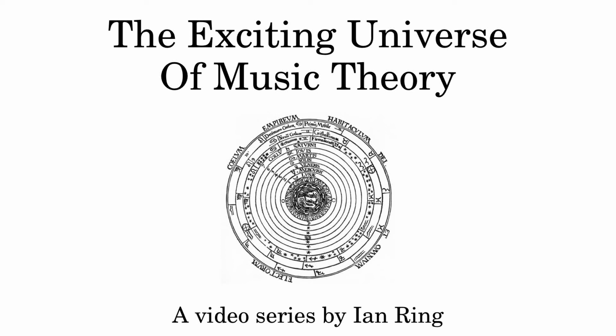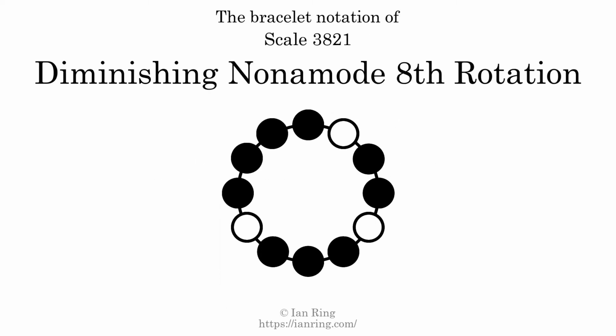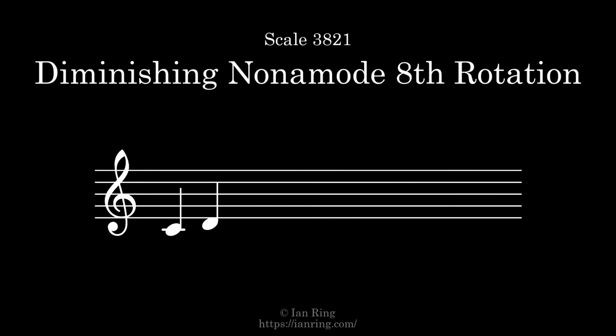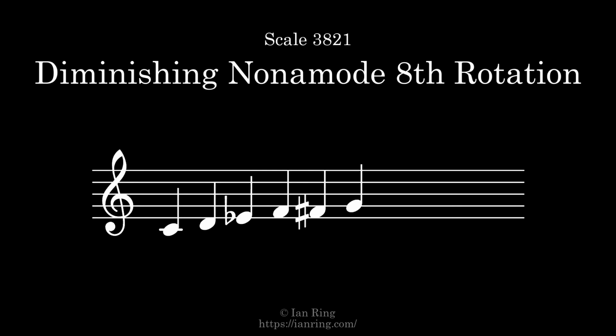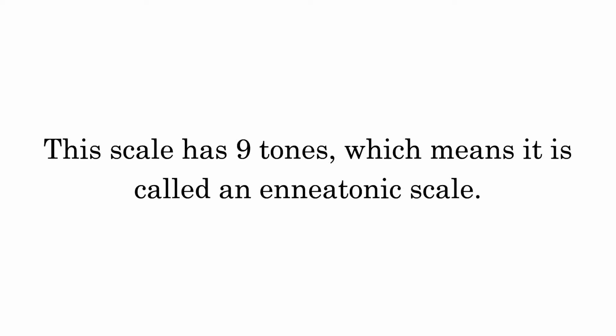Welcome to the exciting universe of music theory. Are you ready to learn? Then let's begin. Today we will talk about Scale 3821, Diminishing Nonamode 8th rotation, which sounds like this. This scale has 9 tones, which means it is called an enneatonic scale.